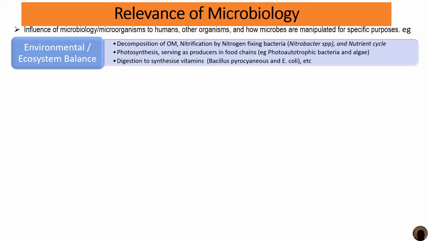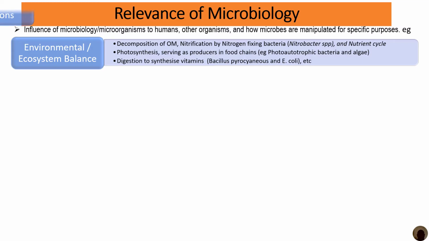Now, in addition to the larger environment, microorganisms also serve many important roles in the microenvironment, such as in the digestive system of humans and animals, where we have some microorganisms like Escherichia coli, Bacillus pyocyaneus, etc., that convert undigested and indigestible foods in the colon to feces, and in the process, they produce some essential vitamins and other minerals that are absorbed and used by the body of the host.